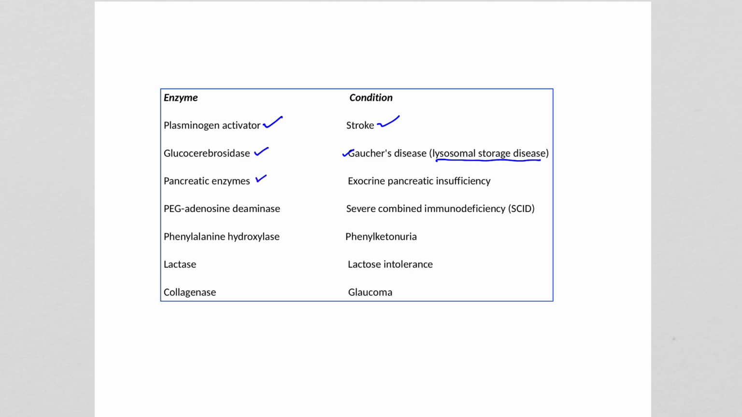Pancreatic enzymes are used for treating exocrine pancreatic insufficiency. PEG adenosine deaminase enzyme is used for severe combined immunodeficiency treatment. Phenylalanine hydroxylase is used for treating PKU, or phenylketonuria. Lactase is used for lactose intolerance, and the enzyme collagenase is used for treating glaucoma.